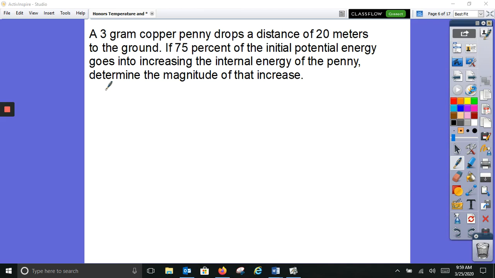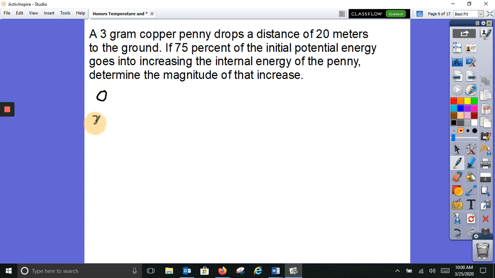So this video is all about solving the 10-2 problems, all about internal energy. In this problem here, we have a 3-gram copper penny that drops a distance of 20 meters to the ground. If 75% of the initial potential energy goes into increasing the internal energy of the penny, determine the magnitude of that increase. So the first thing we're going to do, as always, is draw a picture.